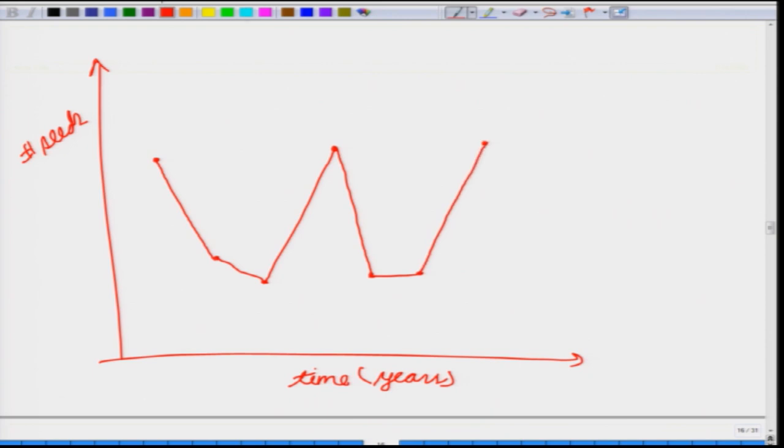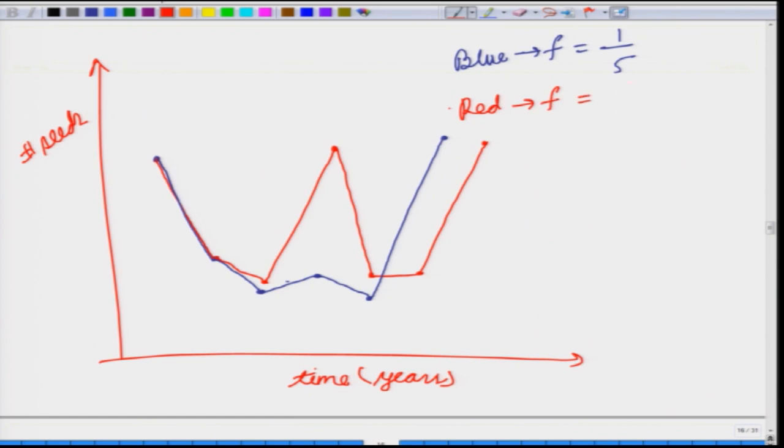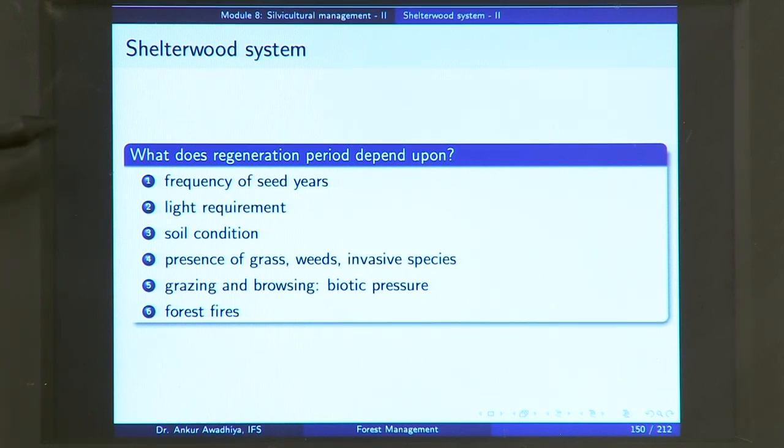Whereas, you could have another species where you have a large number of seeds in this year, then fewer seeds, then fewer seeds, then fewer seeds, and then a large number of seeds. In that case you will have a curve like this. So, for the blue species, the frequency of the seed year is 1 in every 5 years, whereas in the case of the red species, the frequency is 1 in every 3 years. If you have a species at a particular site that has a more frequent seed year, then you will have enough seeds more quickly, and the regeneration will be faster. So, the regeneration period is dependent on the frequency of the seed years.